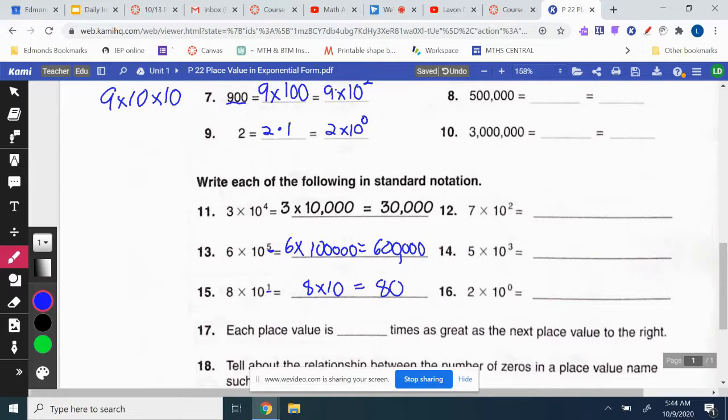And each place value is 10 times as great as the place value to its right.